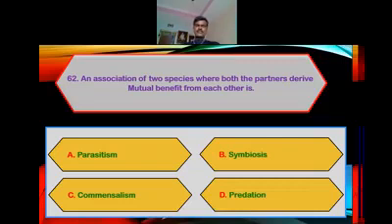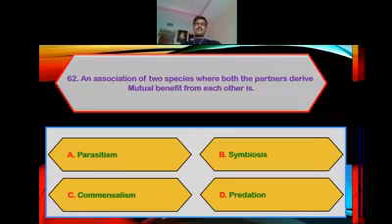Second one is symbiosis. In other words, it is also called mutualism. Mutualism is a type of interaction between two living organisms where both partners are benefited. None of them are harmed in this case. Mutually, they get benefited. It's called mutualism, or symbiotic association, we say.